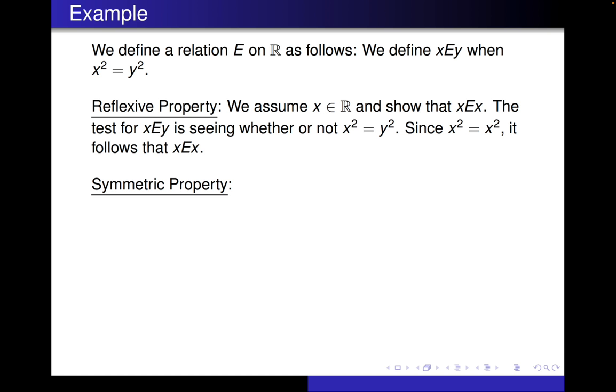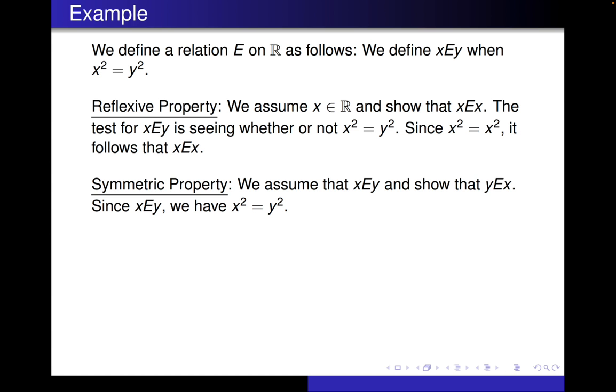Now the next one is the symmetric property. We're going to assume that x is related to y, and we're going to show that y is related to x. So x is related to y means that x squared is equal to y squared. Now the way equality works, it works in either direction. That implies that y squared is equal to x squared, but that is exactly the test for y being related to x. So we can conclude that y is related to x.